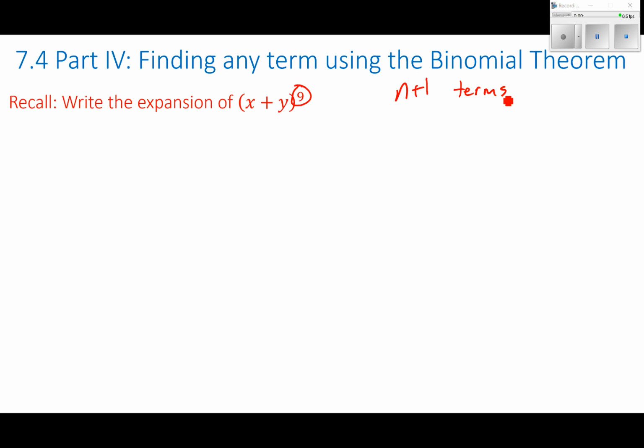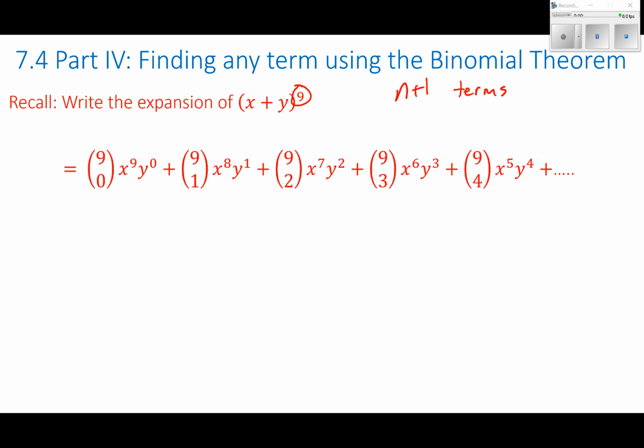So there's actually going to be 10 total terms. When I write all this out, I'm going to have 10 terms total. Well, say I only want to know, what is the fourth term? Well, we can expand it all the way out until we get to that fourth term and go from there. But we can use what we know about expansion and only calculate what that fourth term is going to be.